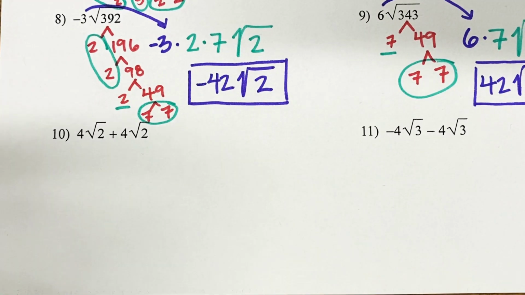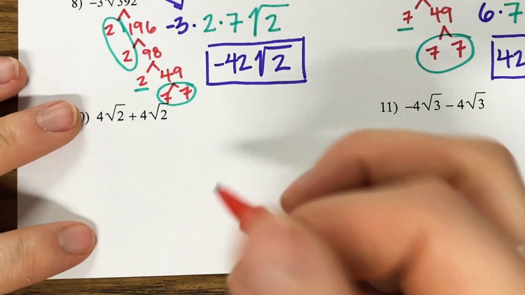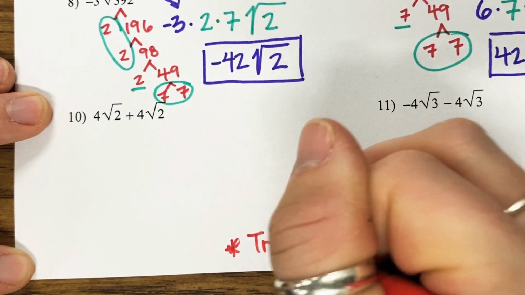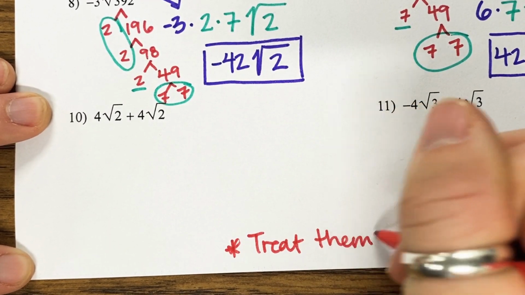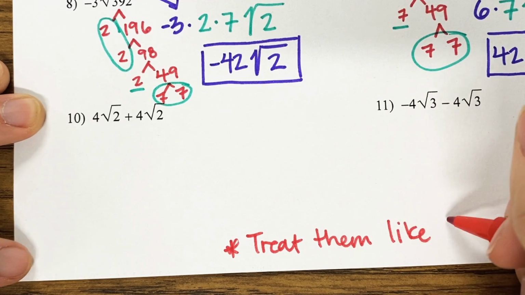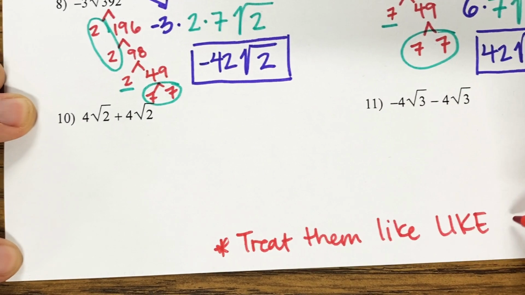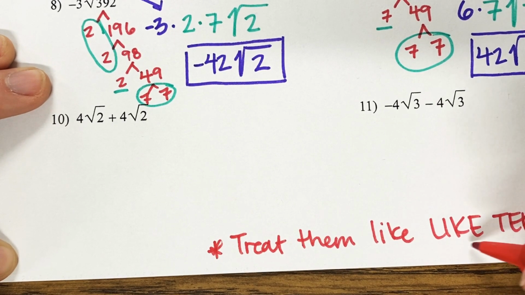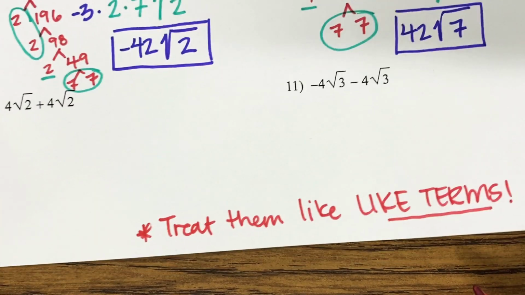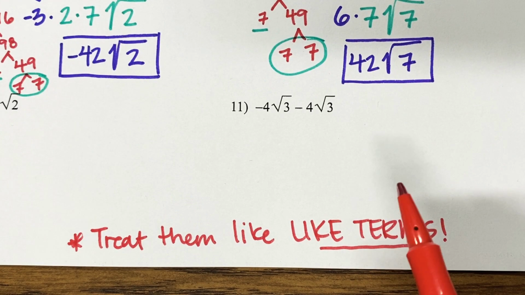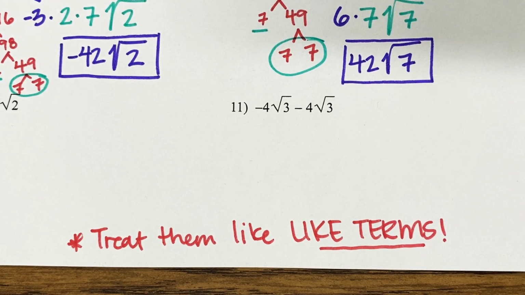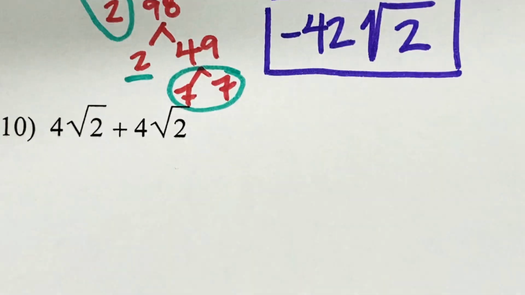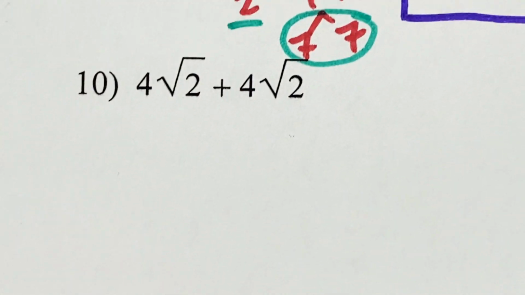So we're going to treat this like terms. Okay, in fact, I want us to write that on our paper. So treat them like, yes, 2 likes in a row, terms. Okay, we're going to treat it the same way as if we had x plus x, y plus y. Okay, so the first thing we have to do is see if our radicals, the numbers under our radicals, are the same.